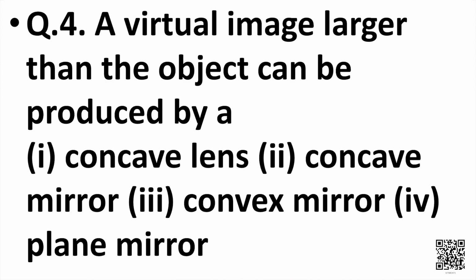Now moving on to the fourth question, that is, a virtual image larger than the object can be produced by a first concave lens, second concave mirror, third convex mirror and fourth is plane mirror. So students, the answer for this question is concave mirror. A virtual image larger than the object can be easily produced by a concave mirror.